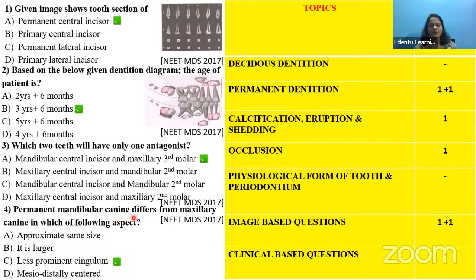Next: the permanent mandibular canine differs from the maxillary canine in which of the following aspects? The last question we are also putting under the occlusion topic, because it is about the antagonist, the opposing teeth. And the permanent mandibular canine differs from the maxillary canine in having a less prominent cingulum, so we are again putting it under the permanent dentition topic.